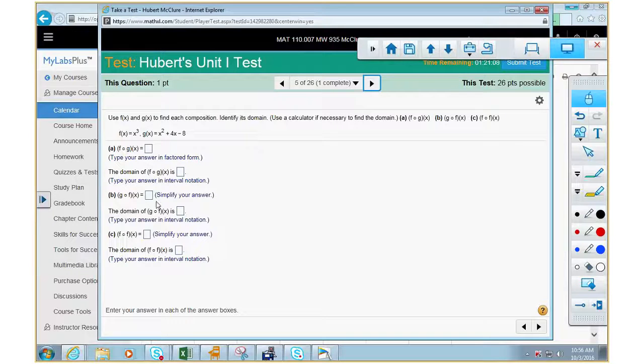Now, I've already done this one. I did this one for homework. I'm going to let y'all work that one, huh? That's just busy work right there.